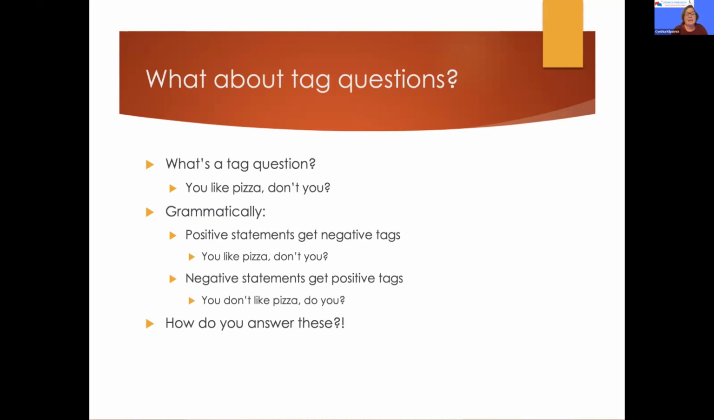So grammatically, tag questions are a little bit weird. If you have a positive statement like you like pizza, then you get a negative tag, don't you? So you like pizza, don't you? But if you have a negative statement, you get a positive tag. You don't like pizza, do you? So you have a mismatch in positive and negative in the statement and the tag that you add to it. So the problem with these is, whoa, how do you answer these?